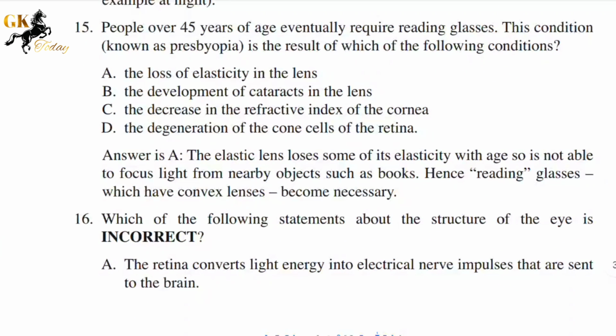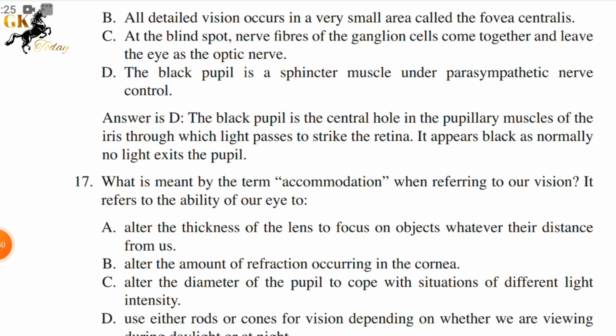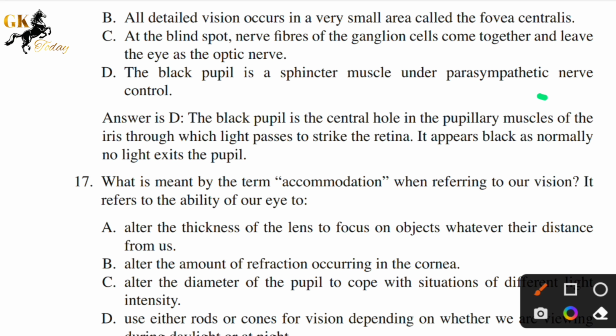Next. Which of the following statements about the structure of the eye is incorrect? The retina converts light energy into electrical nerve impulses that are sent to the brain. All detailed vision occurs in a very small area called the fovea centralis. At the blind spot, nerve fibers of the ganglion cells come together and leave the eye as the optic nerve. The black pupil is a sphincter muscle under parasympathetic nerve control. Option D is the right answer.